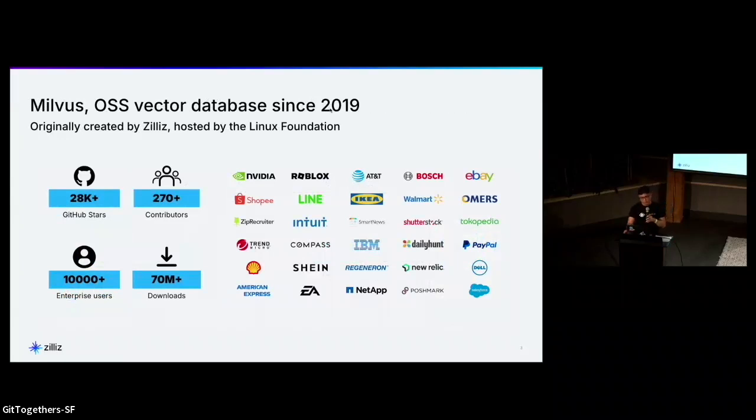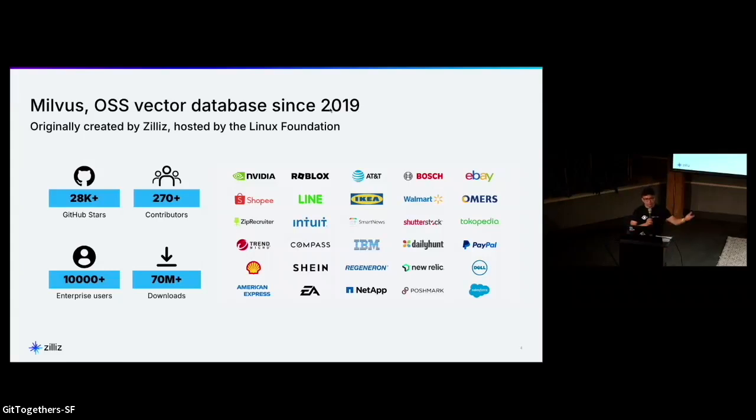So we were lucky that we started in 2018 building the vector database system. We open sourced Milvus in early 2019, and in the past 5 years, we have gotten a lot of popularity. We have more than 10,000 enterprise users, and all over the world, we have more than 70 million downloads and installations. But I'm not going to talk about that.